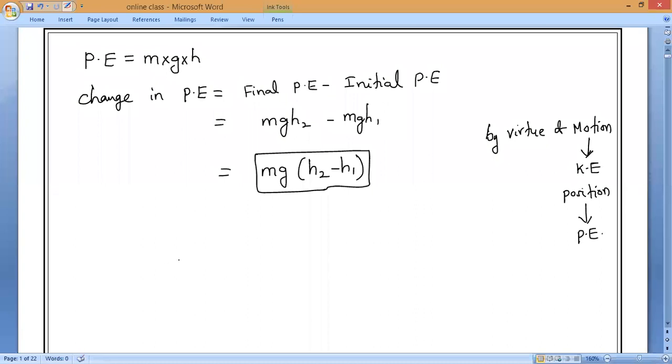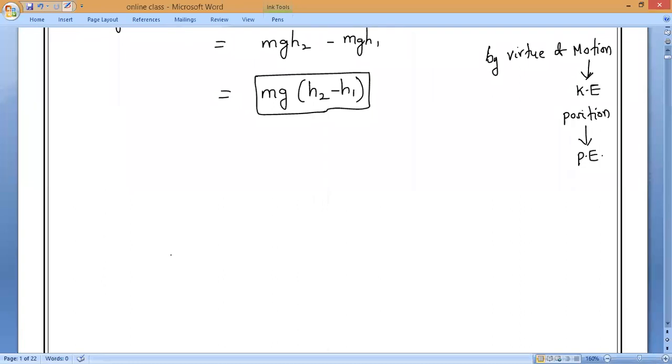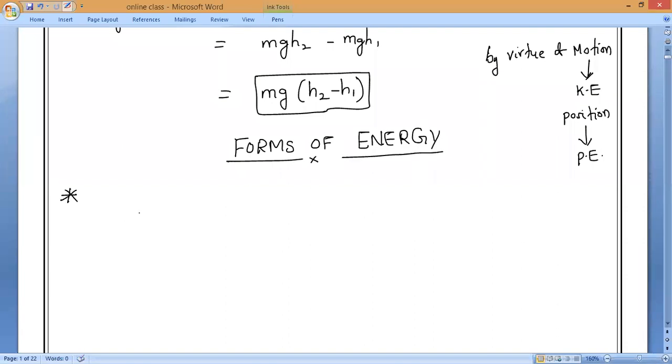The sum of this kinetic energy plus potential energy we call mechanical energy. Very good. So that is what we are going to study first now. All of you keep the heading: forms of energy. First one, mechanical energy.